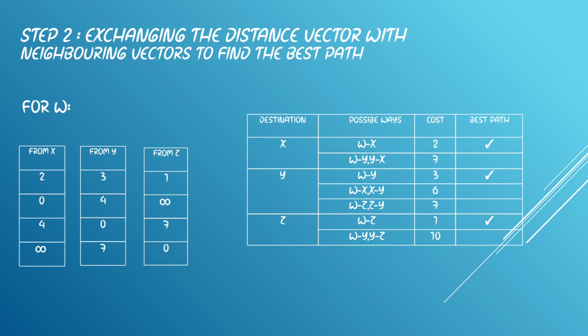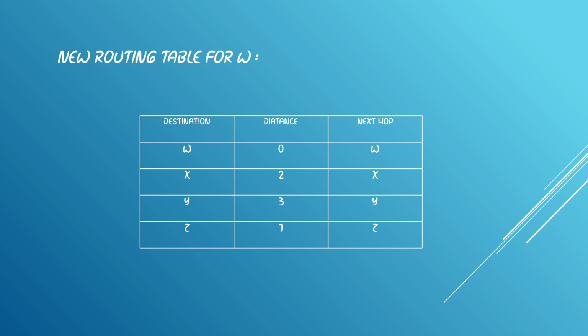Best path is W to Z, cost 1. The new routing table for W is: W to W distance 0 and next hop is W; W to X distance is 2 and next hop is X; W to Y distance is 3 and next hop is Y; W to Z distance is 1 and next hop is Z.